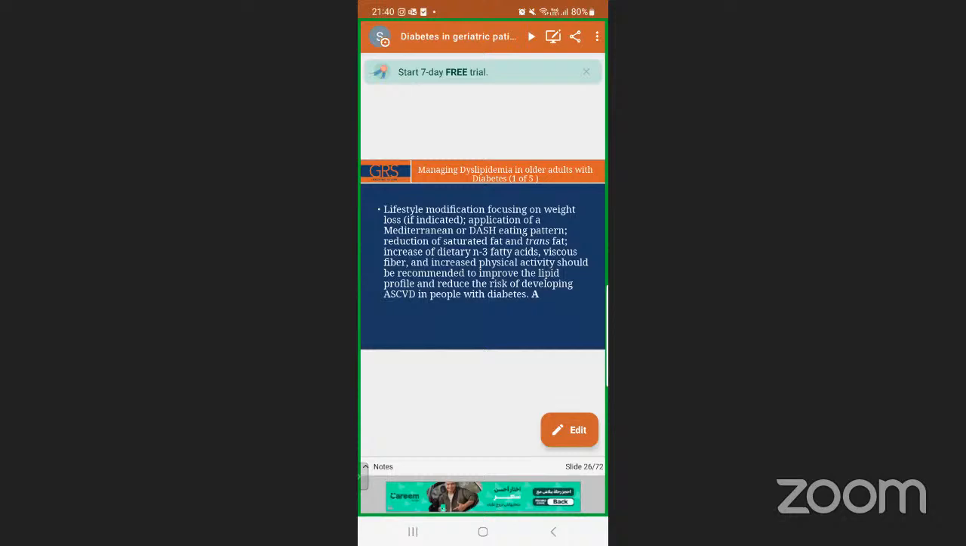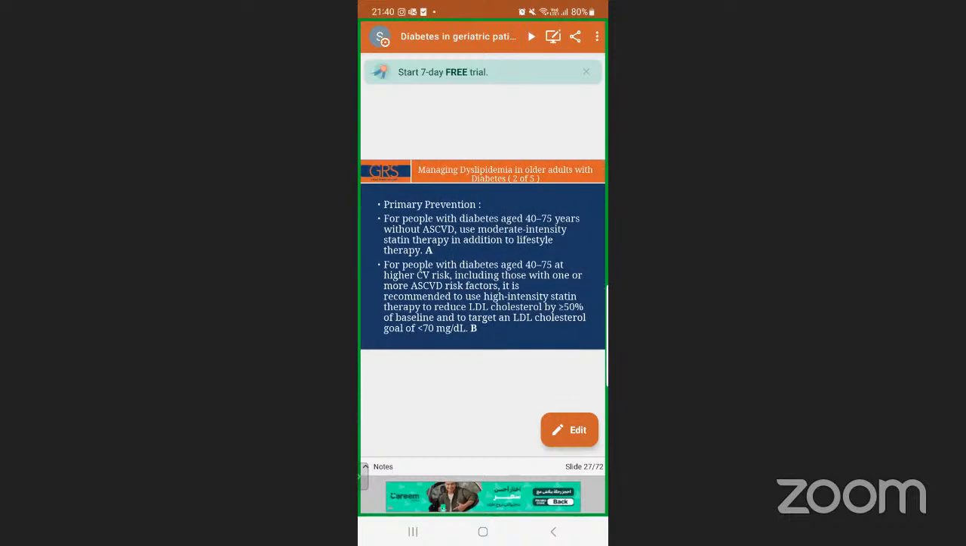As regarding managing dyslipidemia in older adults with diabetes, lifestyle modification focusing on weight loss, if indicated, application of a Mediterranean or DASH eating pattern, reduction of saturated and trans fat, increased dietary omega-3 fatty acids and fibers, and increased physical activity should be recommended to improve the lipid profile and reduce the risk of developing atherosclerotic cardiovascular disease in patients with diabetes.